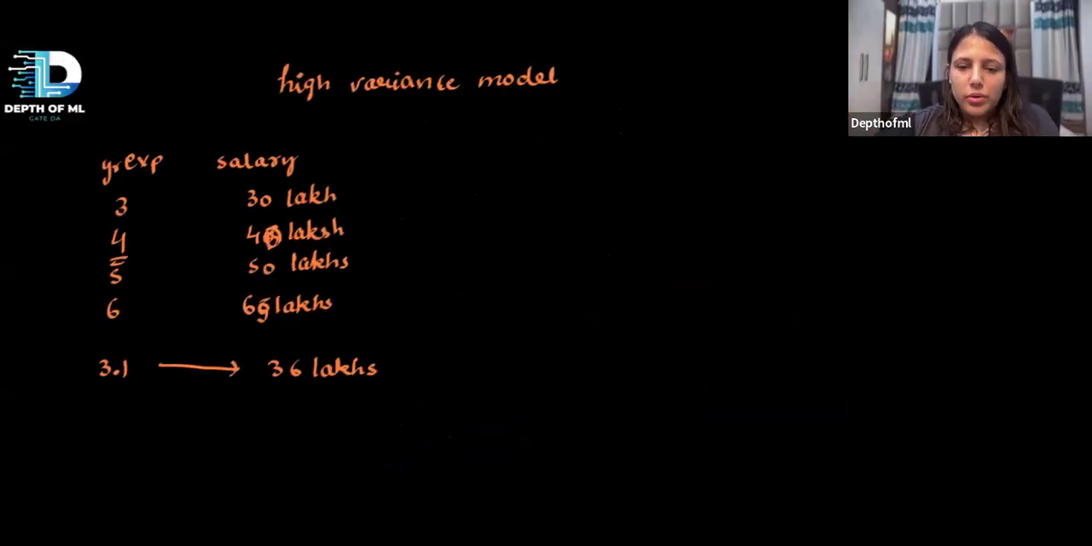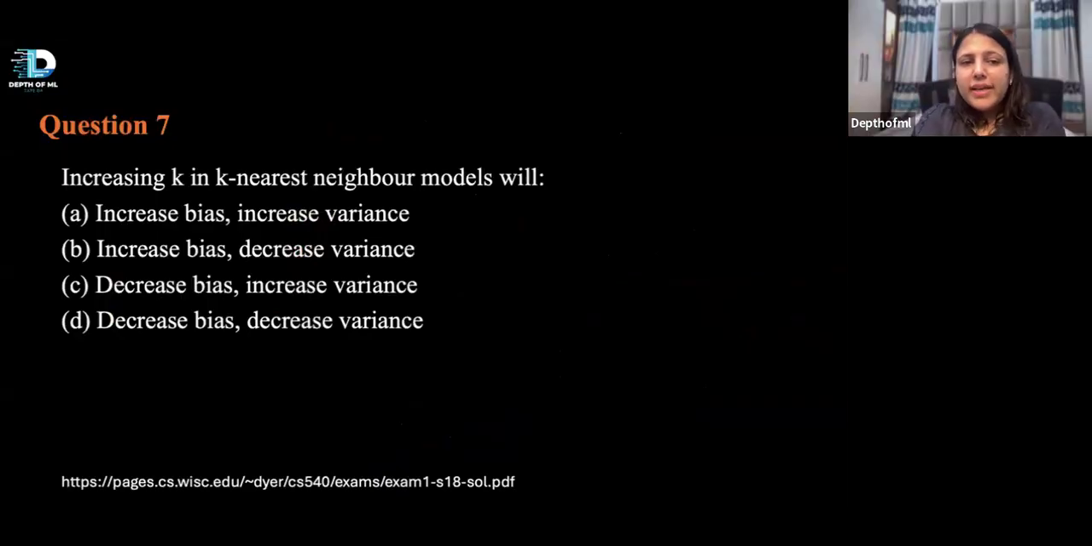Fine. Okay. Now let's do this question. If I increase K in K-nearest models, what will happen? It will increase the bias and increase the variance, increase bias and decrease the variance, decrease bias and increase the variance, or decrease bias and decrease the variance. Think about it. If I increase K in K-nearest neighbor models, what will happen to my bias and variance?